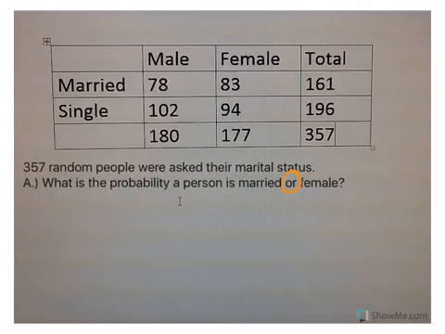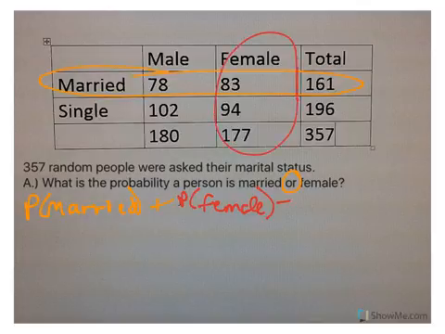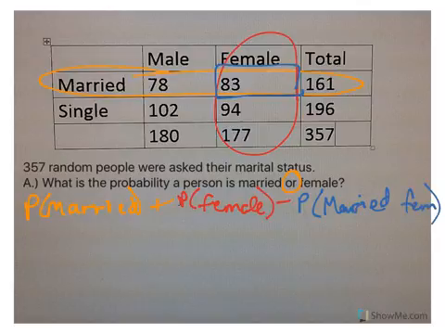Keyword here is or. So we are looking for the probability of married. Remember that or means to add, plus the probability of being female. And when you look at this, we have the marrieds here in orange. We've got the females in red, and you will see that we have this box of 83 that's counted twice. So we've got to subtract the probability of the married females, because we counted them twice. We counted them as married and we counted them as female.